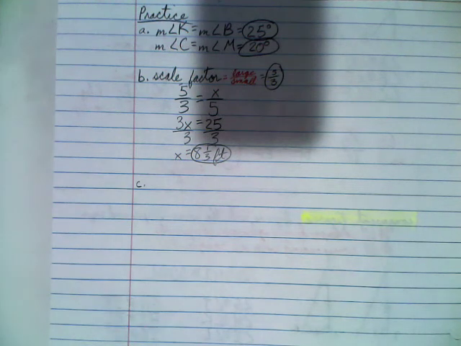The side of a building casts a shadow 21 meters long. A statue that is 5 meters tall casts a shadow 4 meters long. The triangles are similar. How tall is the building?